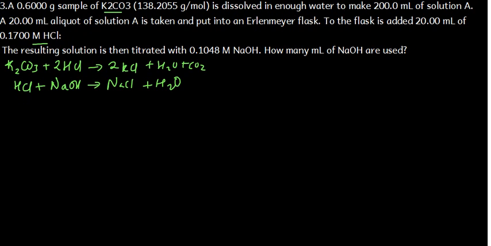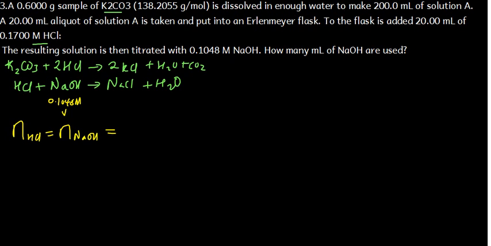So the first thing we want to find is, if we go to the second reaction, of course we know that the concentration of sodium hydroxide is 0.1048 molar. We don't know the volume. That's the one we've been asked to find. So we are going to say number of moles of hydrochloric acid, as you can see, these are in a mole ratio of 1:1, should be equal to the number of moles of sodium hydroxide.